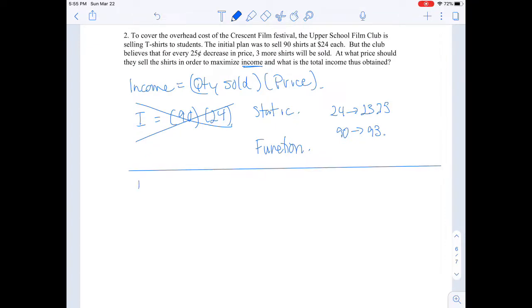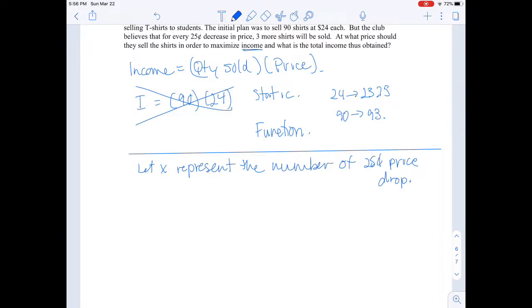So here we go. We are going to let X represent the number of 25-cent price drops. So the price drop is the independent variable, and everything else is dependent on that. So basically, our income becomes, I'll start with the price. We're going to start with $24, and then subtract 0.25x. And for every 1 quarter we decrease, we add 3 shirts to our sales.